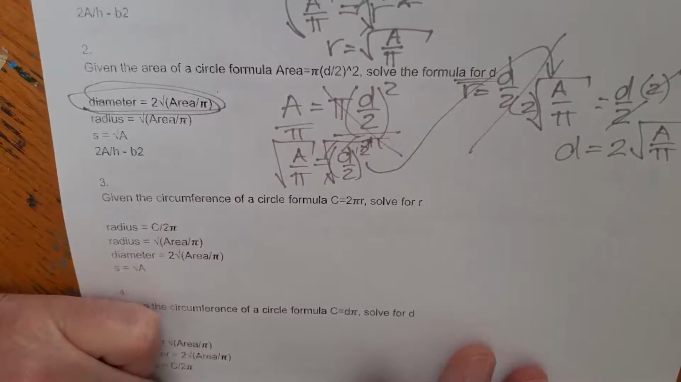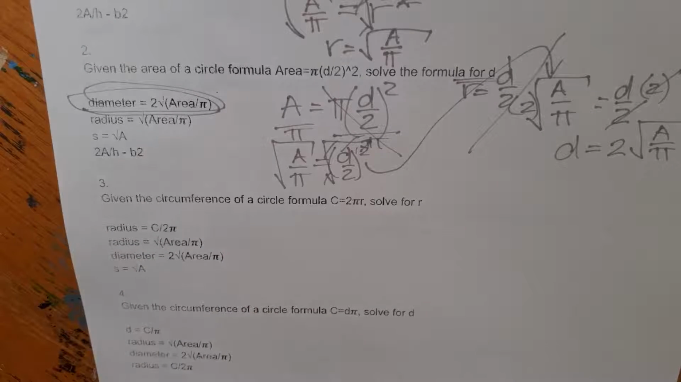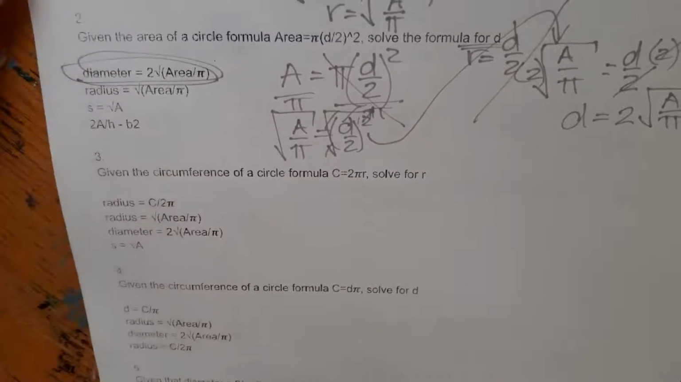So diameter is equal to 2 times the square root of area over pi. Pretty cool, right? So this is just rearranging formulas. That's the name of it. It's called rewriting equations and formulas. So given an equation or formula, we can rewrite it to solve for an unknown.